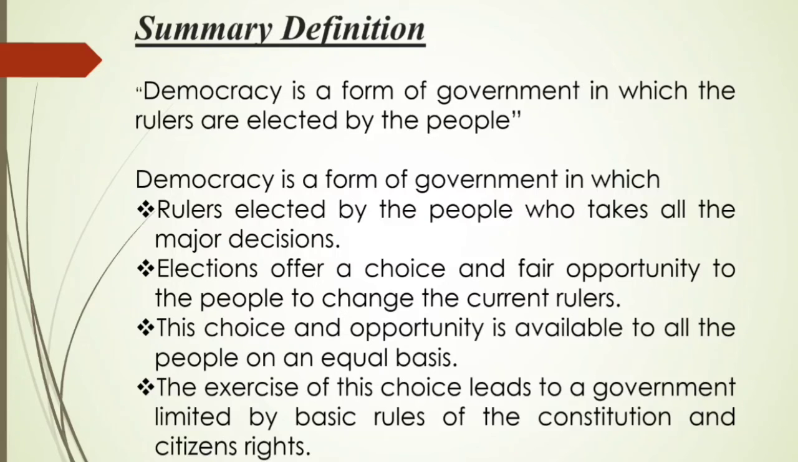The exercise of this choice leads to a government limited by the basic rules of the constitution and citizen rights. The choices, the features we have studied, lead to a government limited by the basic rules of the constitution. So the government's power is limited through the constitution, and the government rules the country through the process and ways prescribed by the constitution. The government and the state must respect the basic rights of individual citizens.